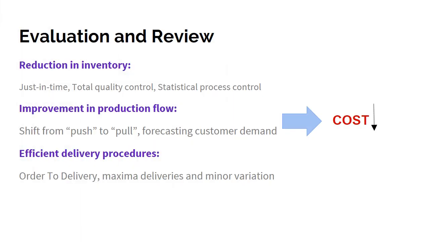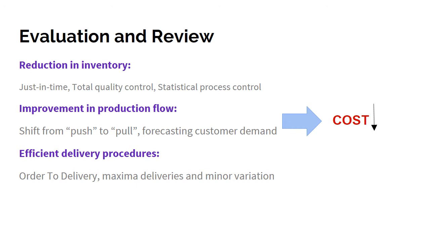My name is Jinzo. I'm going to talk about the last part of this case, evaluation and review. So basically, for Ford, there were five remarkable steps. First, reduction in inventory. They've applied just-in-time, total quality control, and statistical process control to reduce the inventory cycling time, so as to save their cost.